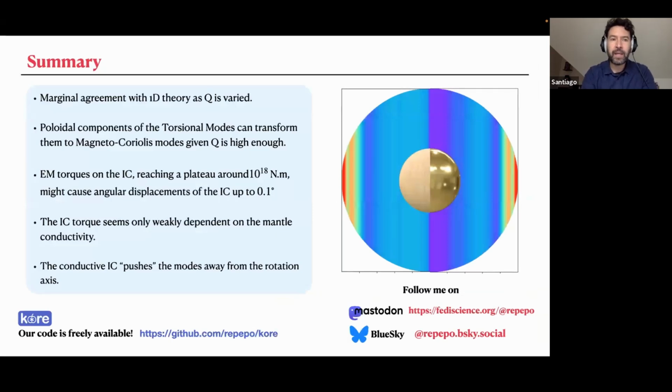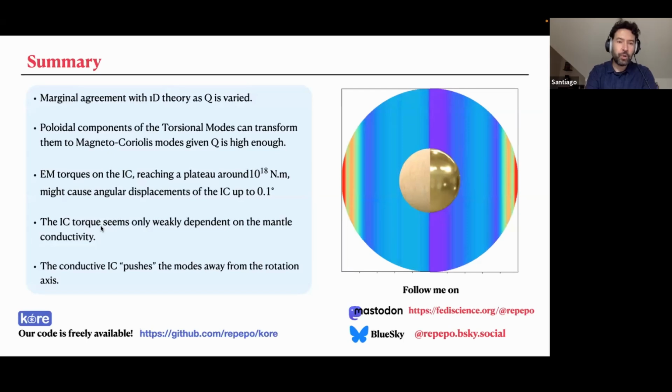Okay, so with that, I want to conclude. We have a marginal agreement with the one-dimensional theory, which is not surprising because our model is completely spherical. There is a continuous metamorphosis of the modes from torsional oscillations into magneto-Coriolis modes when you change a few of the parameters, particularly the conductivity at the bottom of the mantle. The electromagnetic torques on the mantle, which I didn't explain, are substantial, and they can lead to angular displacements of about 0.1 degrees, which I think is consistent with observations.